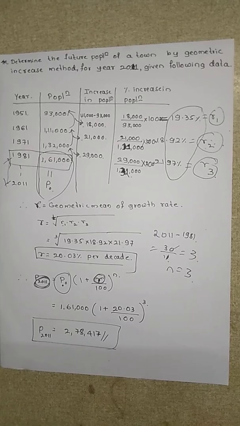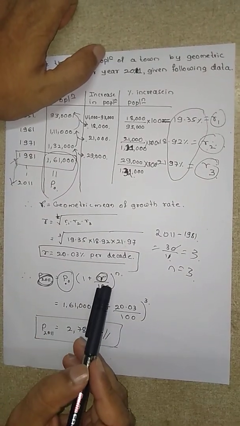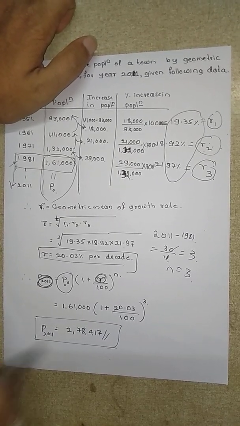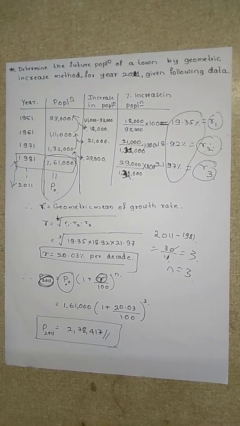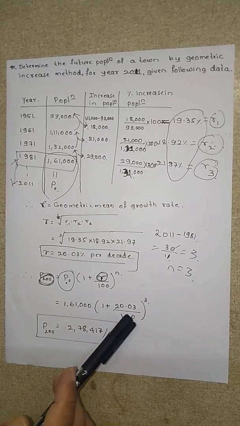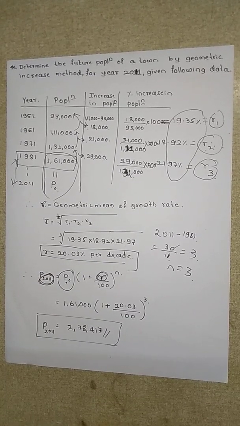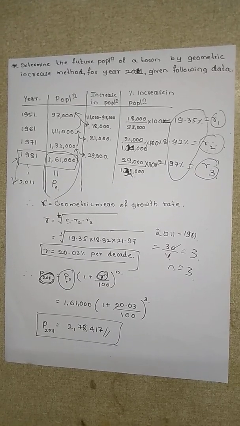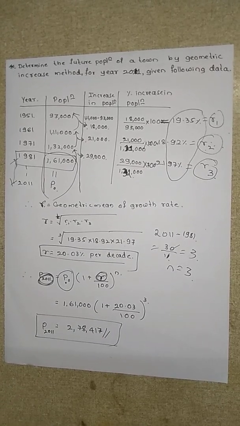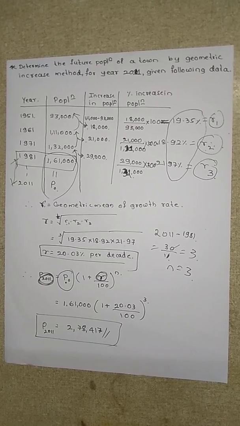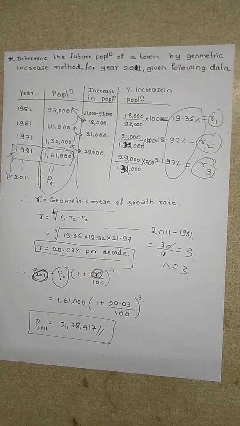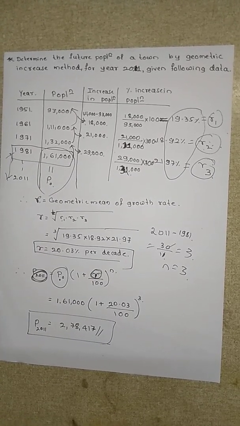Now we know P naught, we know R, and we know N. So we can determine the population in the year 2011. P naught is 1,61,000 multiplied by 1 plus R, where R is 20.03% divided by 100, to the power N. N is equal to 3. So we have got the population at 2011 as 2,78,417.